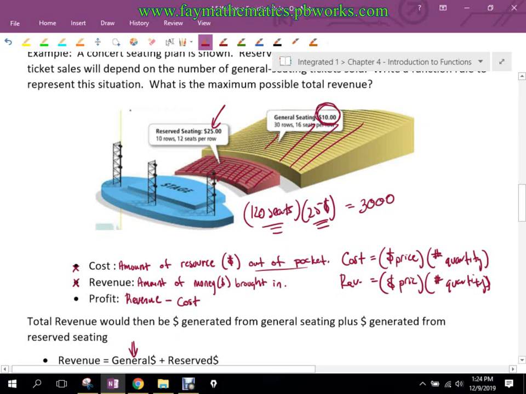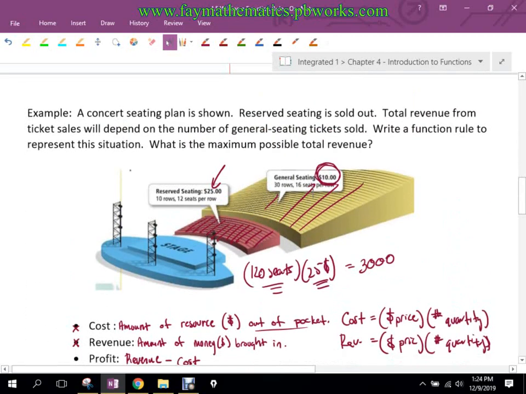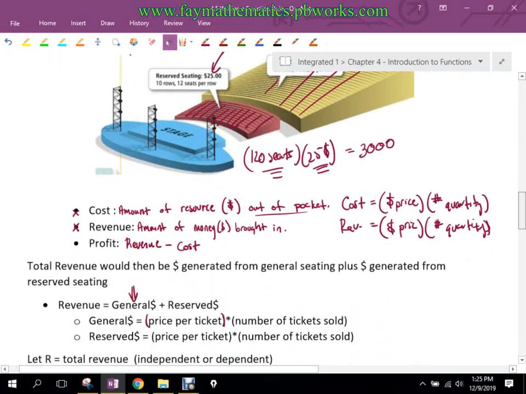The yellow ones, the general seating. There's 16 by 30 of them, so it's 480 total seats, right? But each one of them costs $10. And I don't know if I'm selling all 480, because that's what the situation says. It will depend on the number of general seating tickets sold. Okay, so we're not sold out yet with those.